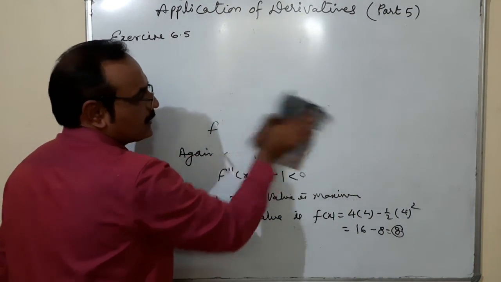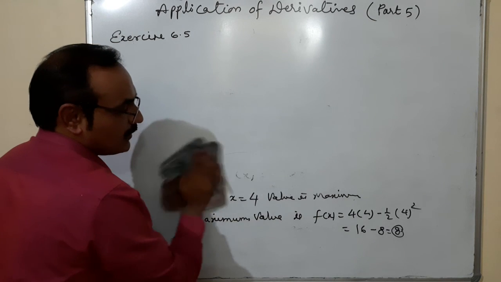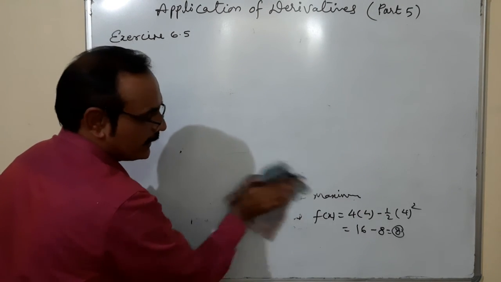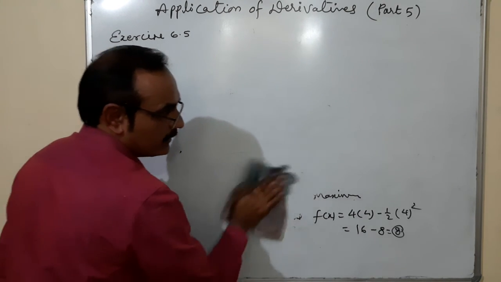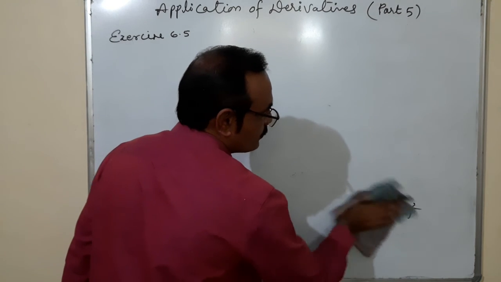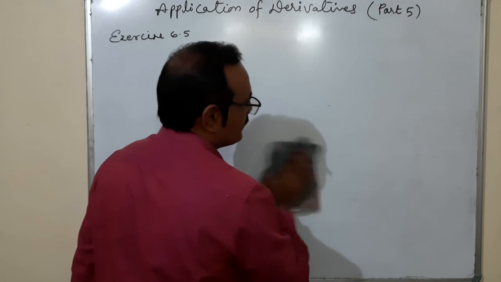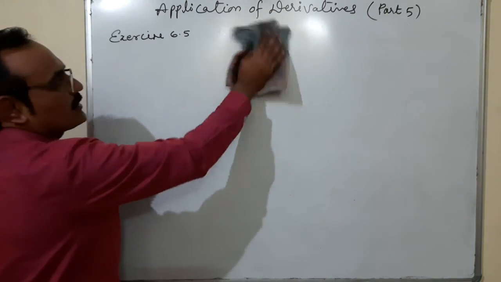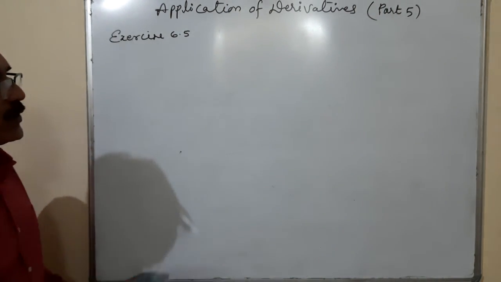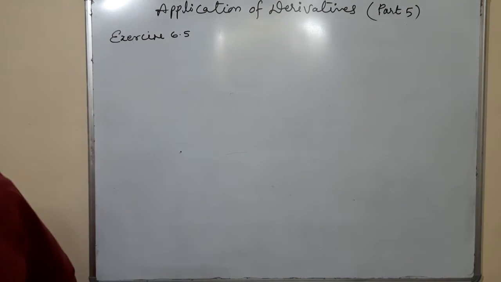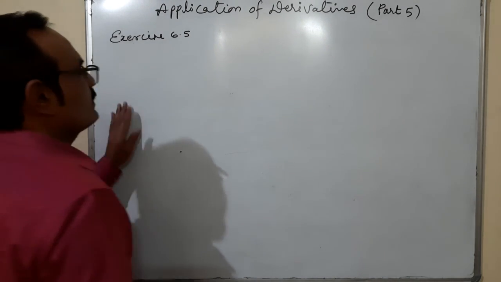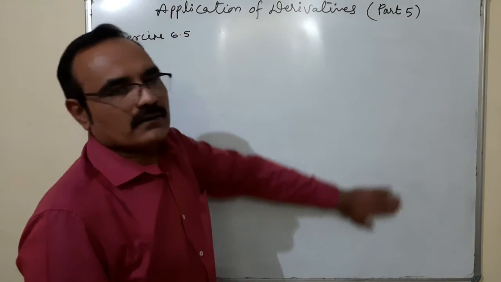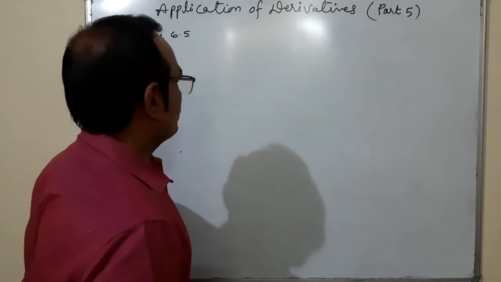And by the first derivative test also we can solve this question. Between 0 to 4, taking 1, the function is increasing, and between 4 to 9 upon 2, that is 4.5, the function is decreasing. So first the function is increasing, second it is decreasing. What does it mean? It means it is having a maximum value at the given point.